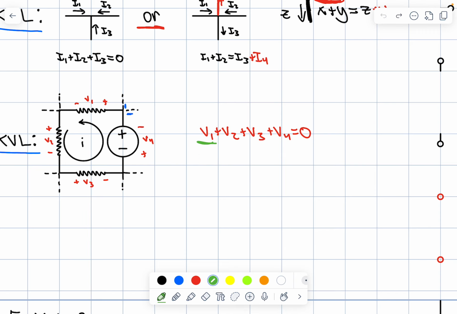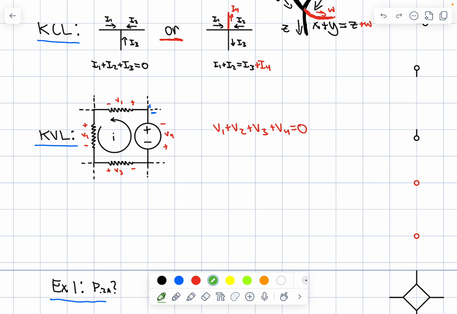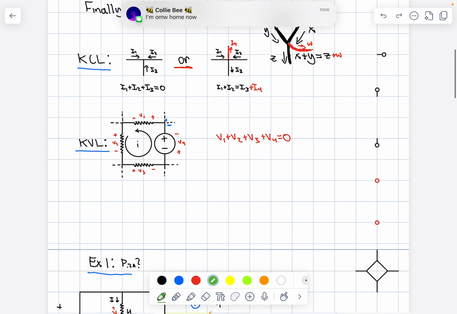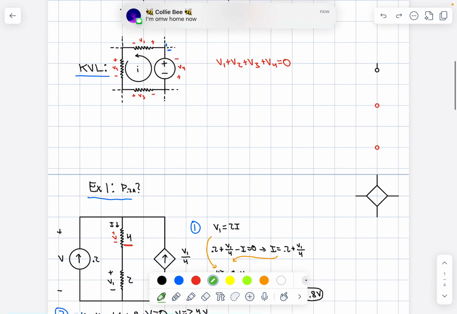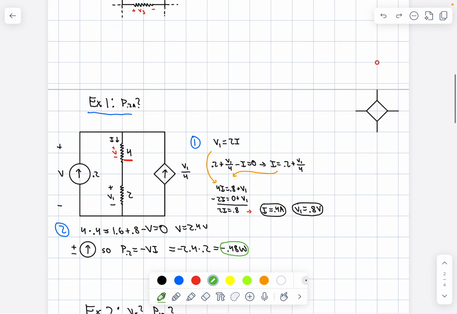It's just important to note you can definitely break these problems down, and you're always going to be dealing with currents. You will be dealing with currents, always. So let's go through an example.